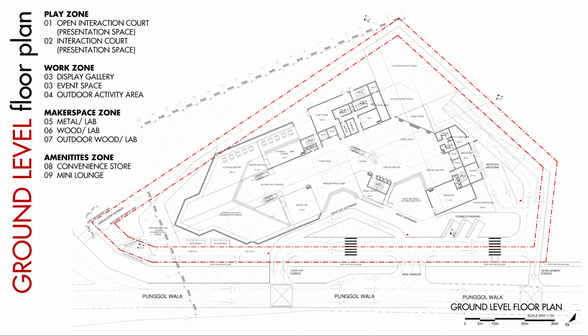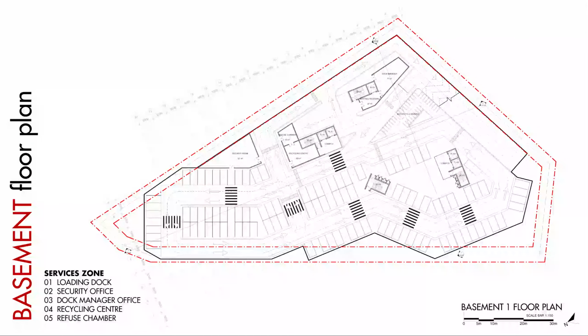With the idea of avoiding west and east direct harsh daylight, I have planned the main spaces to be oriented to the north and south, where the spaces that are facing west and east are the ones that are going to have the Tetra V2 facade. The ground level will have outdoor and indoor interaction court or the presentation space, display gallery, event space, and the Makerspace zone will house metal lab and wood lab. And the basement floor plan will have the loading dock, security office, dock manager office, recycling center, and refuse chamber.